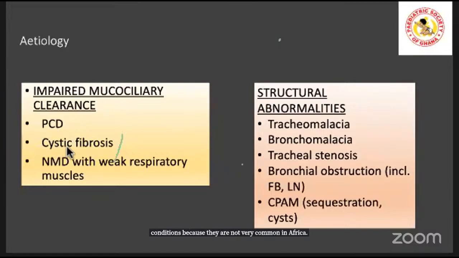So for PCD and cystic fibrosis, there's a defect in the clearance of the mucus and in the nature of the mucus itself. Children with neuromuscular conditions have weak muscles, so they can't cough well. The mucus sits there and becomes a breeding ground for bacteria to multiply.